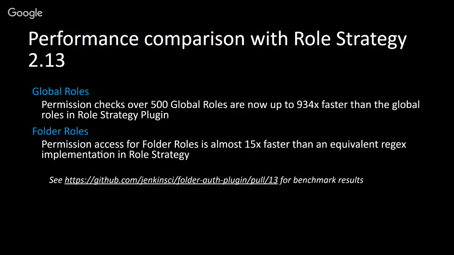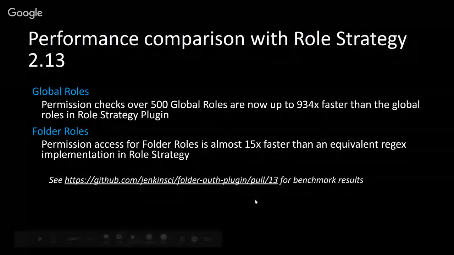So let's first talk about global roles. What we've observed over 500 global roles is that the global roles in the new plugin are up to 934 times faster than the global roles in the role strategy plugin. This is for a data set of 500 global roles. And for folder roles, the new folder roles are almost 15 times faster than an equivalent regular expression implementation in the role strategy plugin. You can see this pull request for the benchmark results.